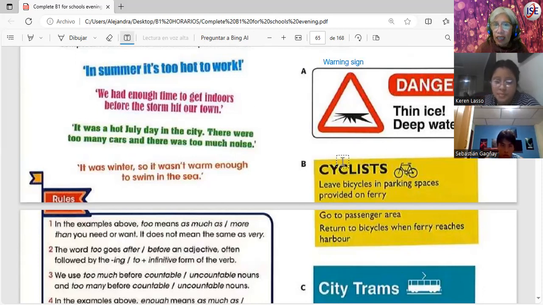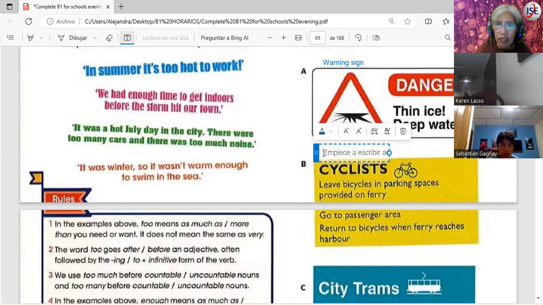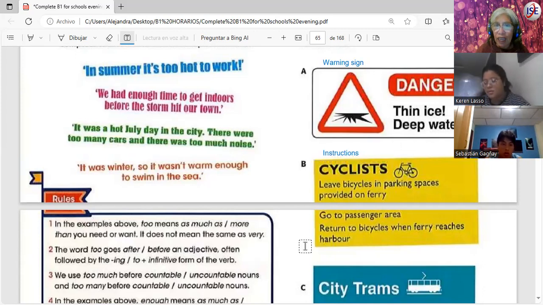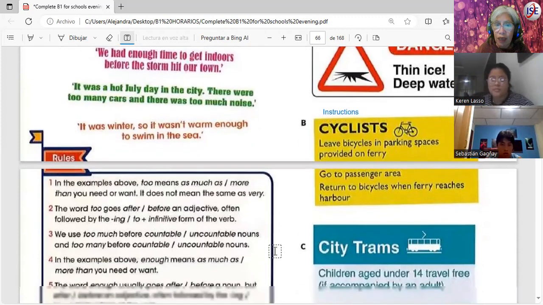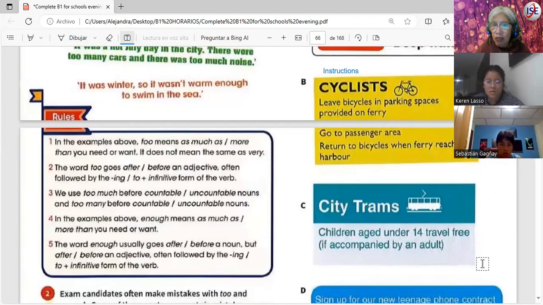Okay, cyclists leave bicycles in parking spaces provided on ferry, go to passenger area, return to bicycles when ferry reaches harbor. These are instructions. Okay, instructions for cyclists, what they should do or what they have to do when they get on a ferry. City trams, children aged until 14 travel free if accompanied by adults. This is information.